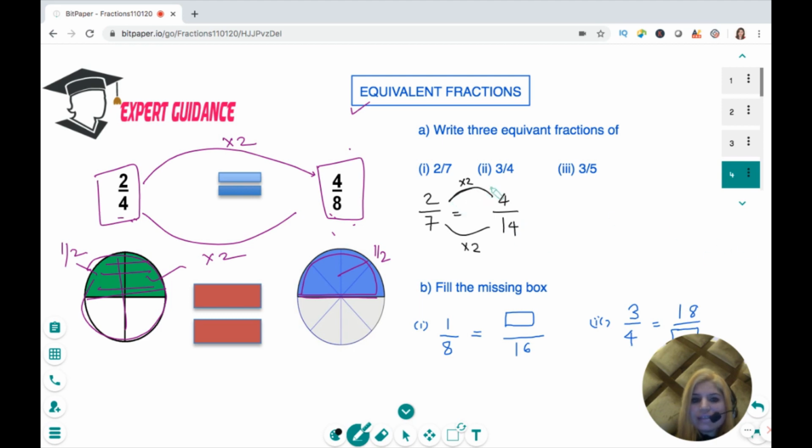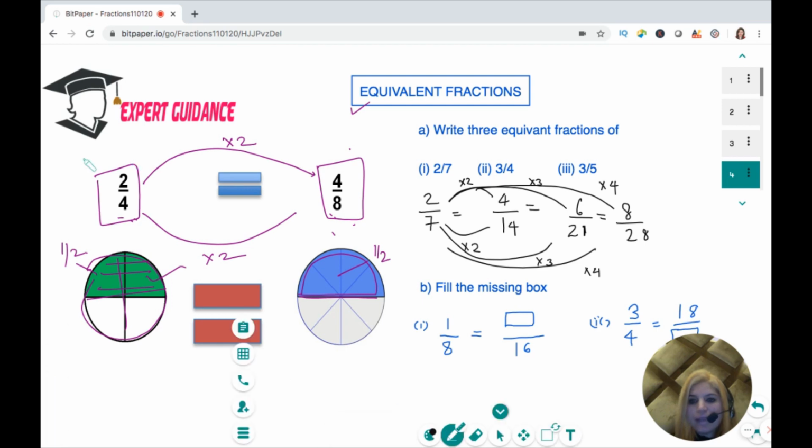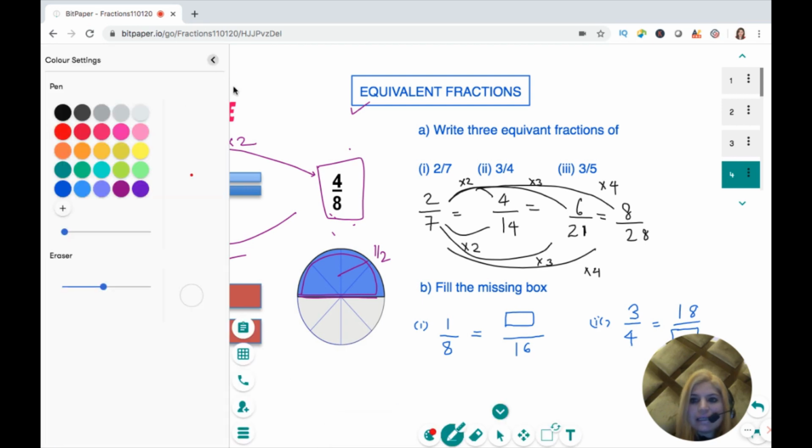The second equivalent fraction we can find by multiplying by 3. So 2 times 3 is 6 and 7 times 3 is 21. Okay, so that's the second equivalent fraction. The third equivalent fraction I can find by multiplying by 4. So 2 times 4 is 8 and 7 times 4 is 28. So these are the 3 equivalent fractions of 2/7. Okay, so I hope that is clear to you.